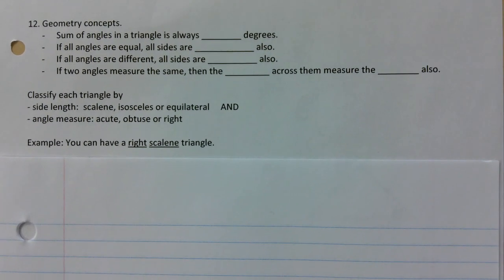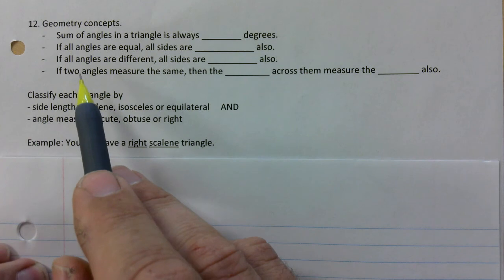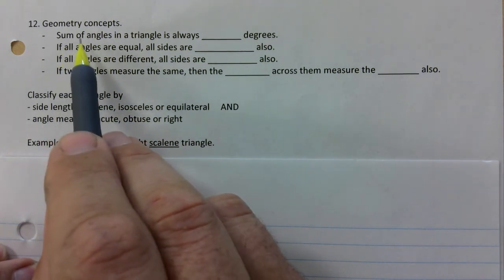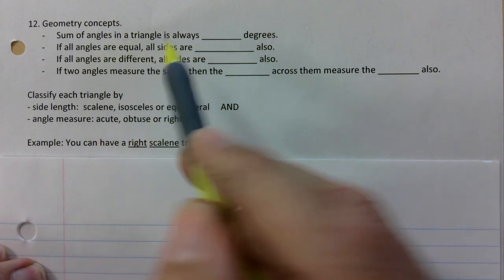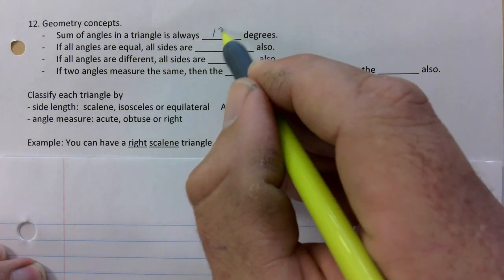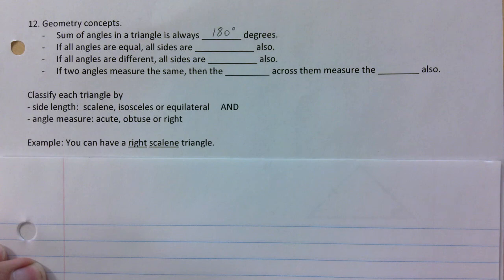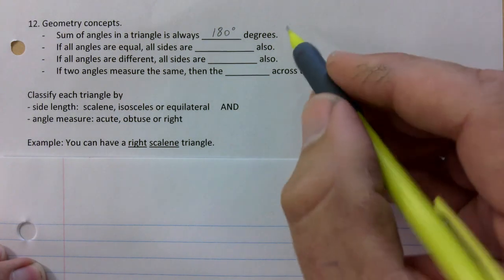All right, so some of these things you should know. The sum of angles in a triangle is always 180 degrees. So that's something that should just be known.